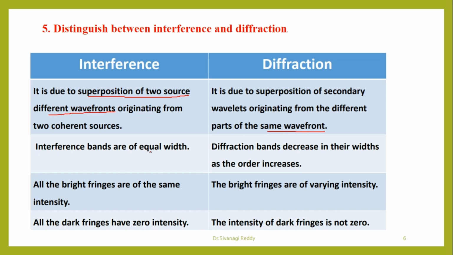Interference bands are of equal width. When it comes to diffraction, the bands decrease in width as the order increases. In interference, all the bright fringes are of the same intensity, while in diffraction the bright fringes are of varying intensity. So intensity will vary for diffraction, and for interference it is constant. In diffraction all the dark fringes have zero intensity. In interference, the intensity of dark fringes is not zero.